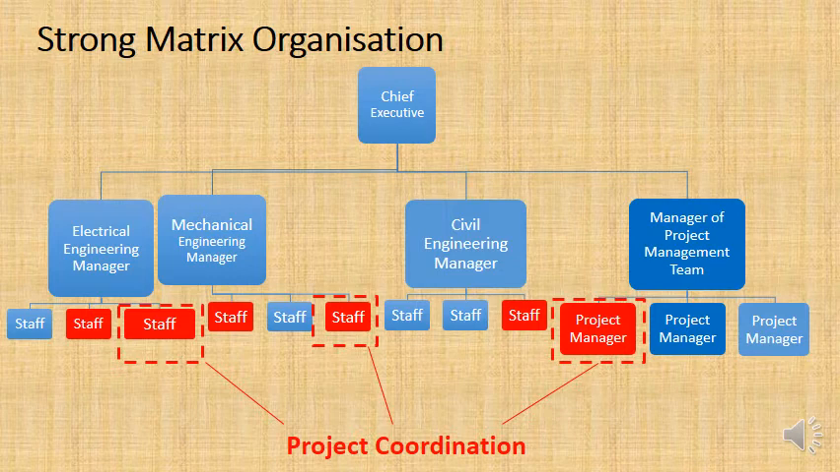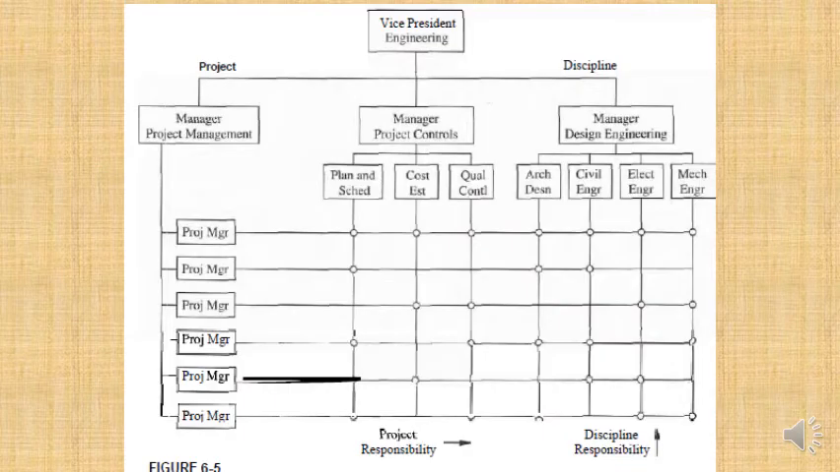And the final organizational structure, this is an example of a matrix structure. So you can see you've got the president of engineering at the top, and he's got various departments underneath him. He's got a project management department on the left. He's then got controls. So these are different departments in and of themselves. Planning and scheduling, quality control, and cost estimation. They will all be different departments.